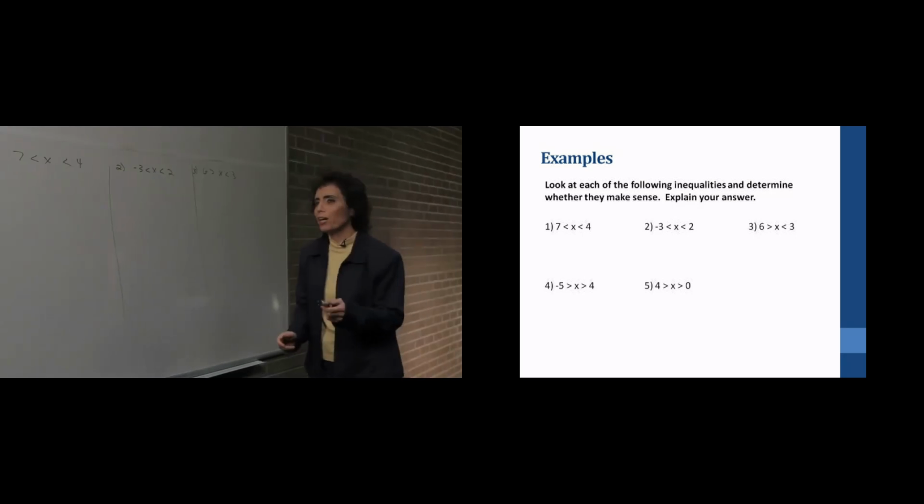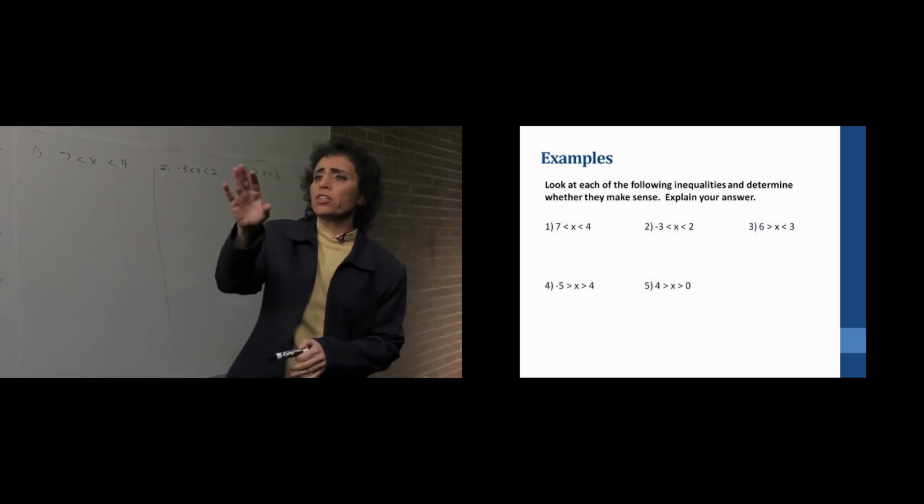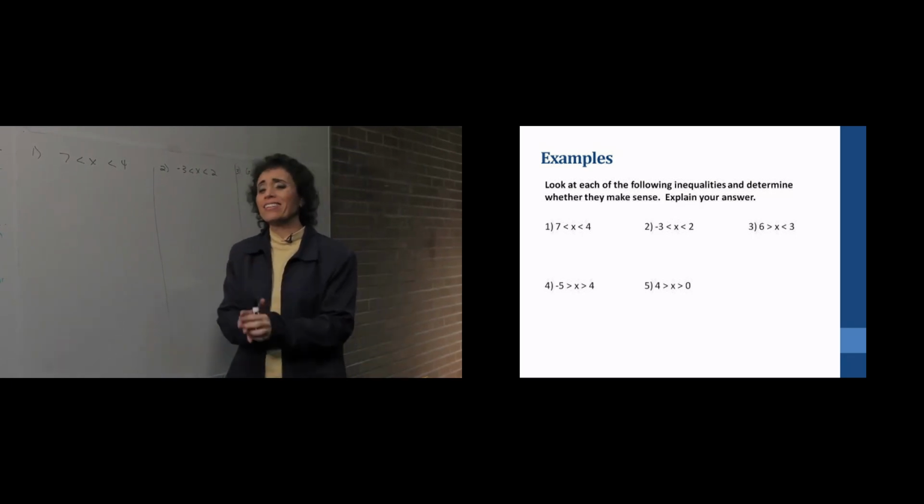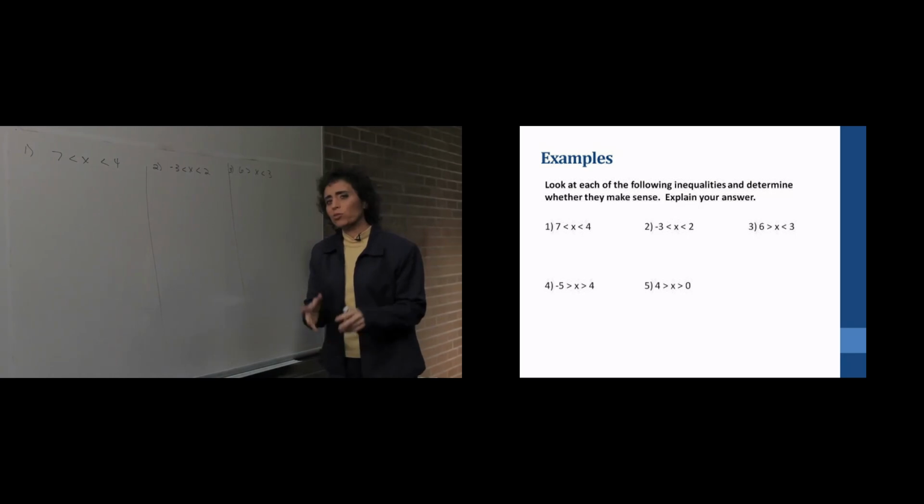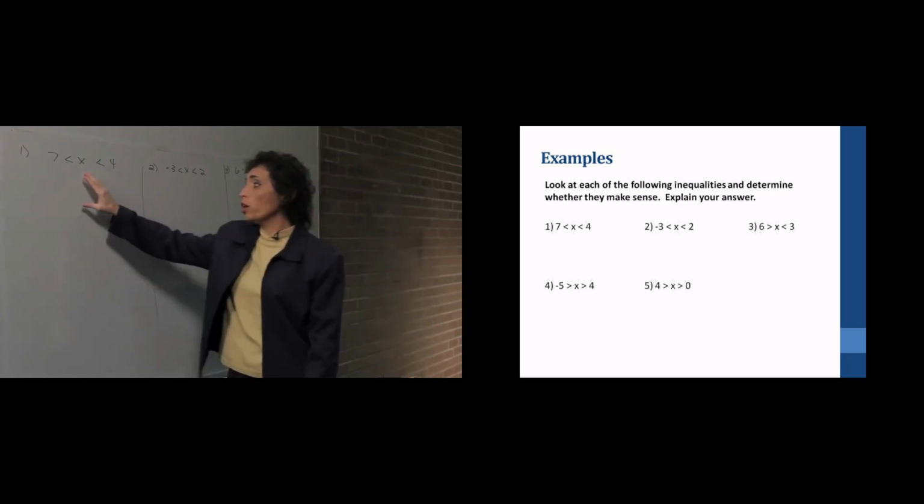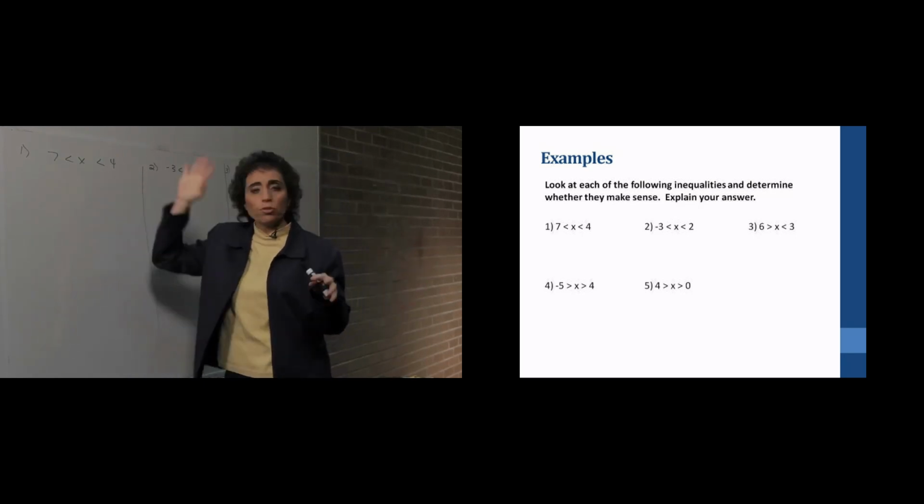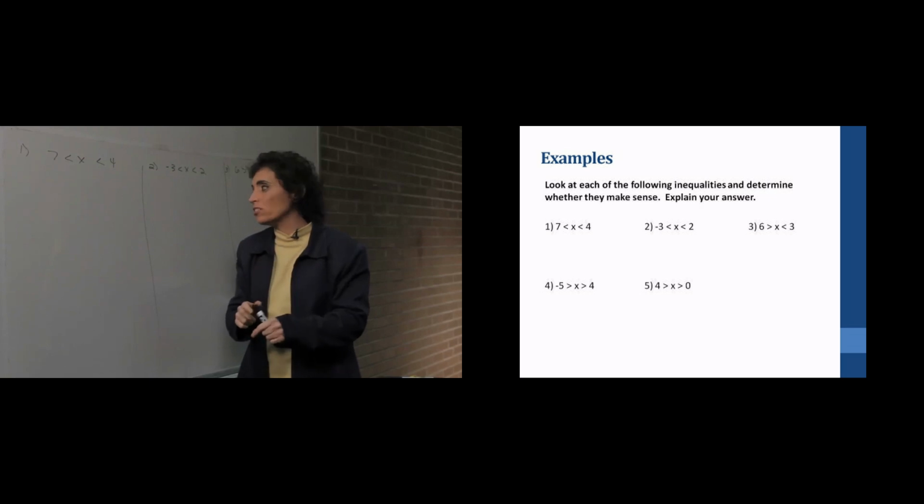All right, I want to make sure you get the point of this problem. It says, look at each of the following, determine whether they make sense. Explain your answer. Okay, let me explain what I mean by explain whether they make sense. This to me, now of course, this is not compact form. Here's why it's not. Because the smallest number is not first. But does it even make sense is the question.